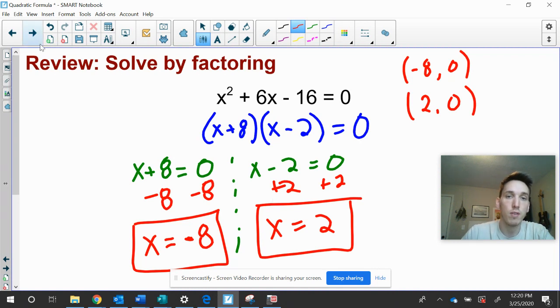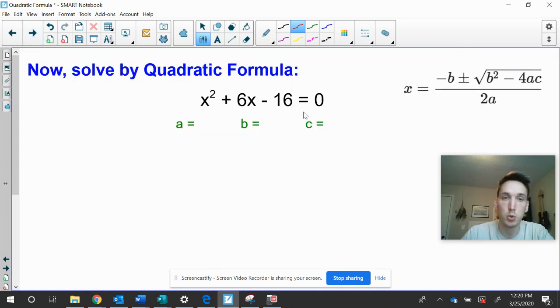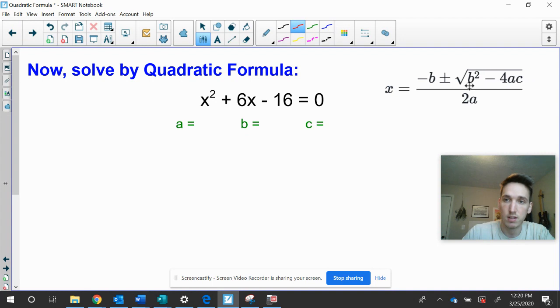Now, let's solve the same quadratic equation using the quadratic formula, and I'll show you that we'll get the same answer, right? So here it is again. x equals negative b plus or minus the square root of b squared minus 4 times a times c, all over 2 times a. All right.